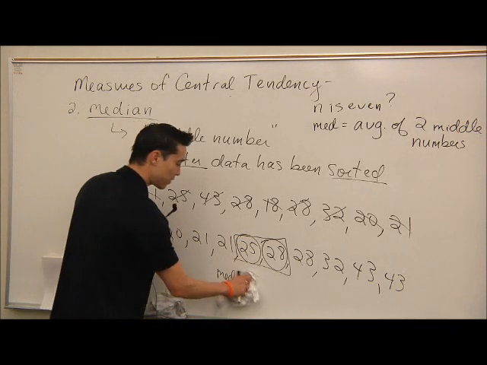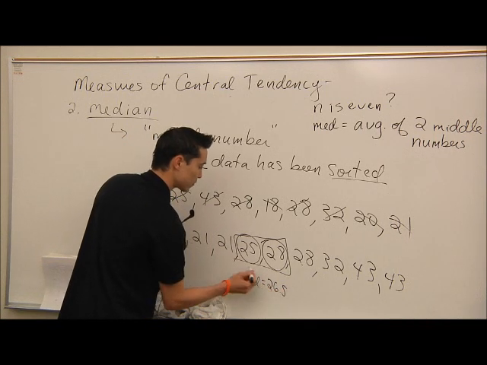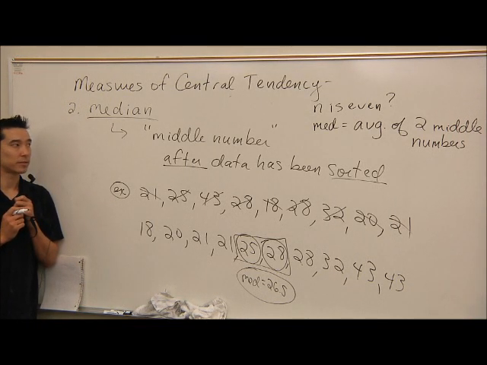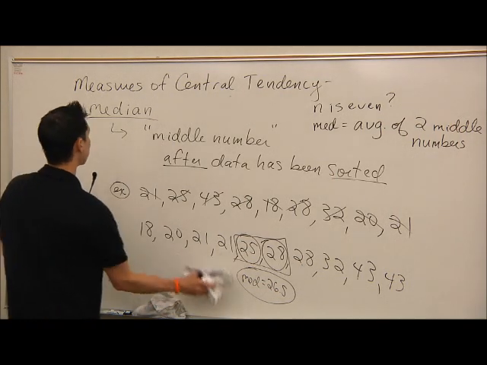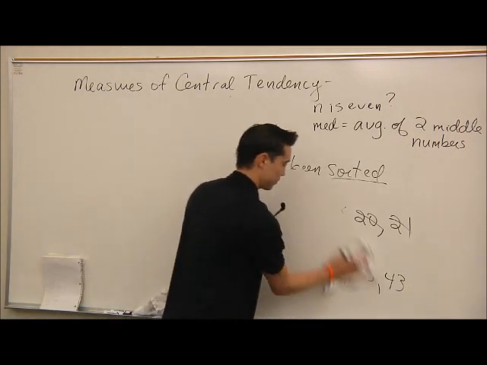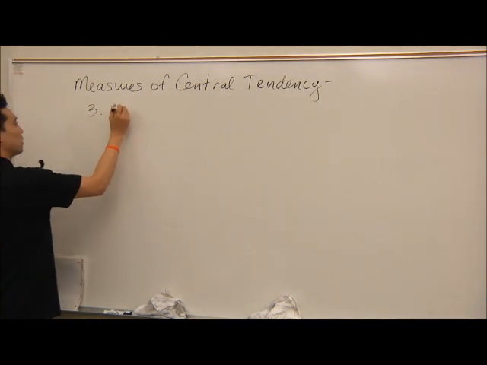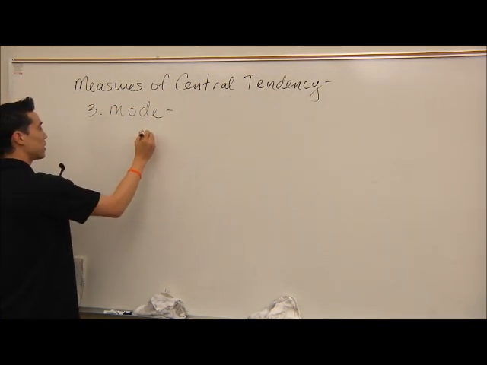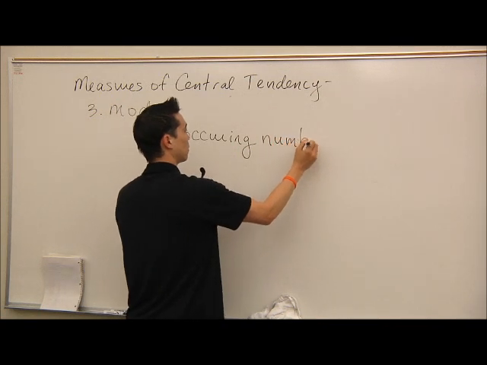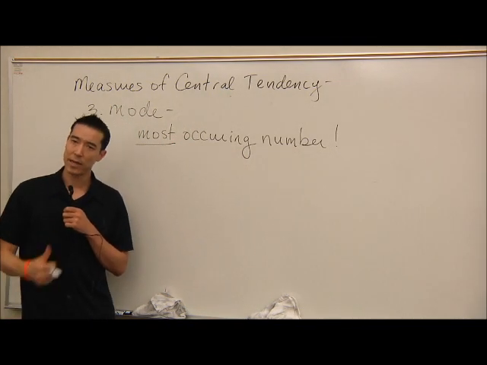All right, so with 25 plus 28, what's the median? 26.5. That's all there is to it. Median is the middle number. If it's even, it's the average of the two middle numbers. Next measure of central tendency, after median, we do mode. M-O-D-E. Mode represents the most occurring number. If you look at all of your data, whichever number occurred more than all the others, that's your mode.